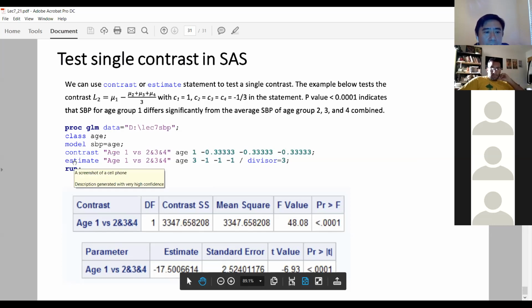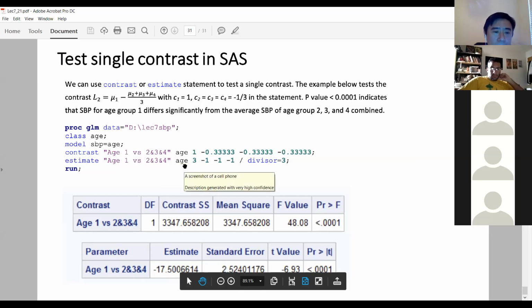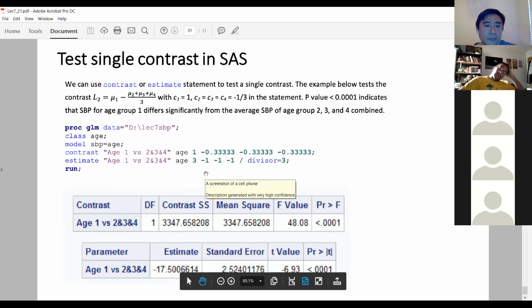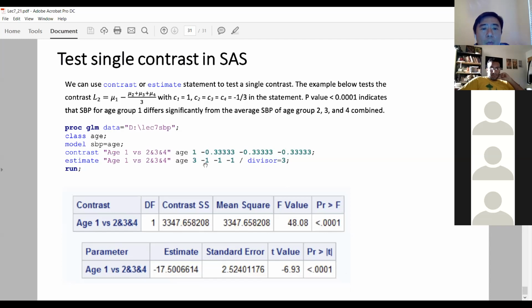My question is, if you were testing H for group 1 and 2 versus 3 and 4, what would it look like for the values that you're assigning for each variable? Gotcha. So here it'll be one half for the first age group and one half for the second one, and negative one half for the third, and negative one half for the fourth. If you use estimate, it's going to be 1, 1, negative 1, negative 1, but your divisor is equal to 2. Okay, sounds good. Thank you.